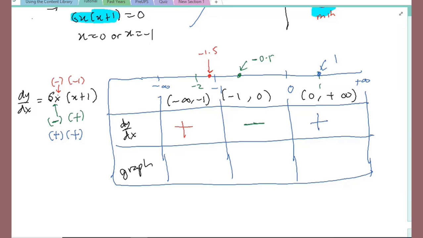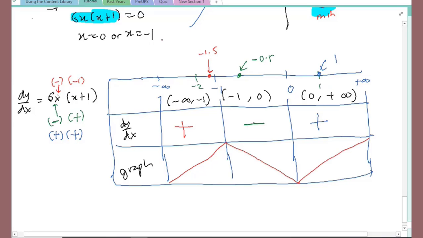So for the interval, increase or decrease, check: this one is positive, so the interval here is up, this is down, this is up. We need to consider this at x equals 0 and at x equals negative 1. At this point, this one is considered a maximum when x is equal to negative 1, and this is a minimum when x is equal to 0.